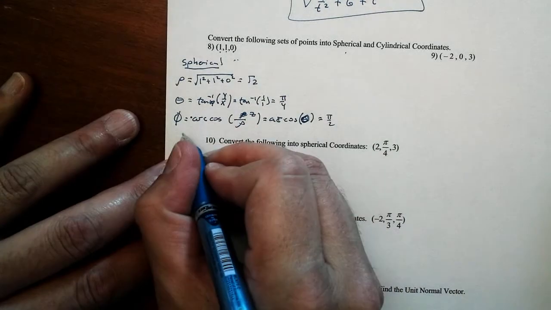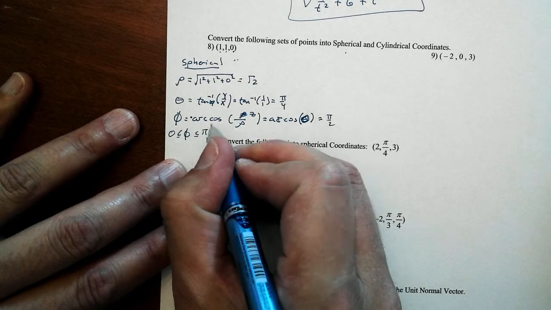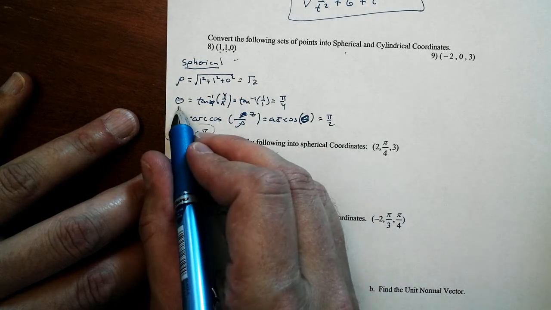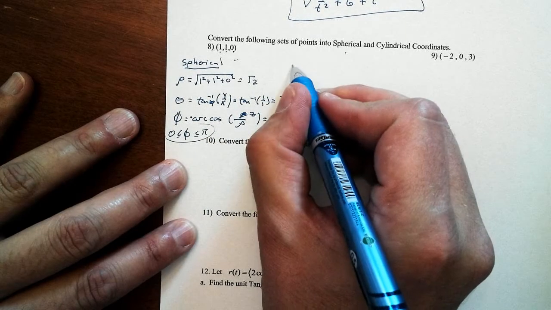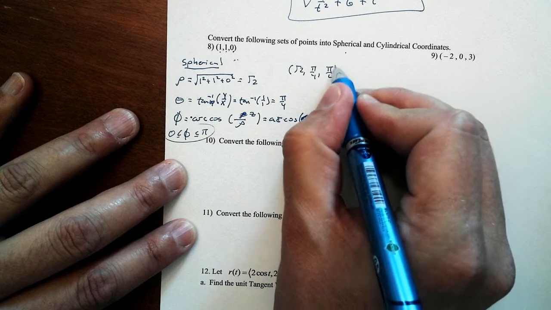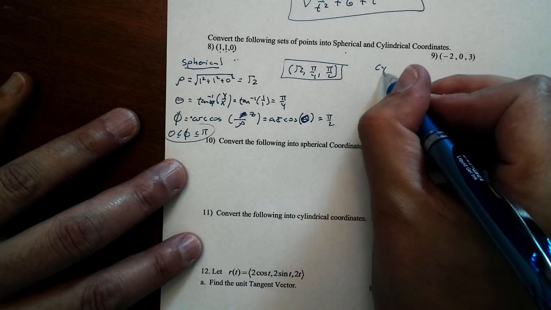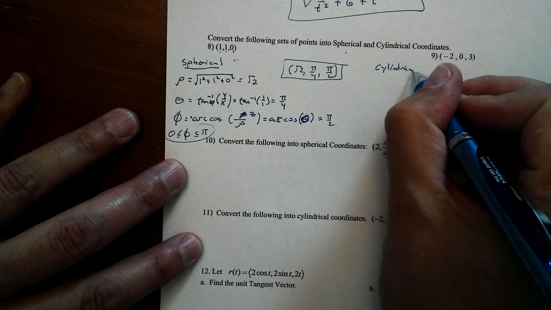Remember, phi is restricted between 0 and pi. Theta has restrictions from 0 to 2 pi. So in spherical coordinates, we would get root 2, pi over 4, pi over 2. There's our spherical.